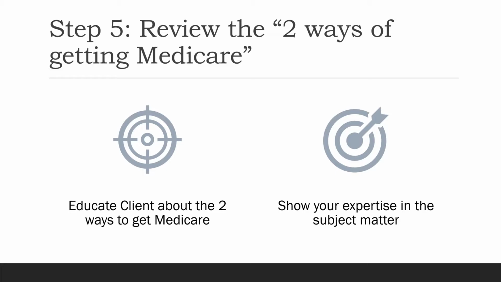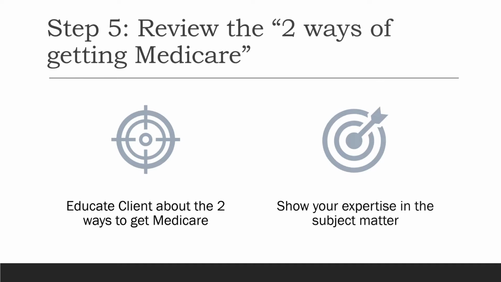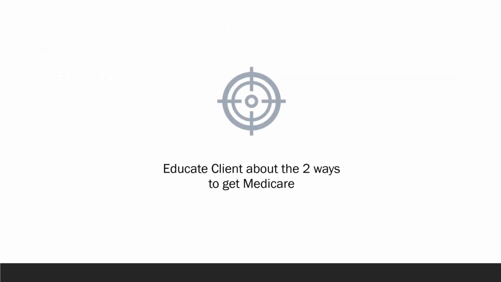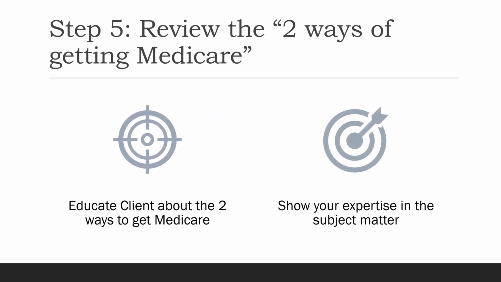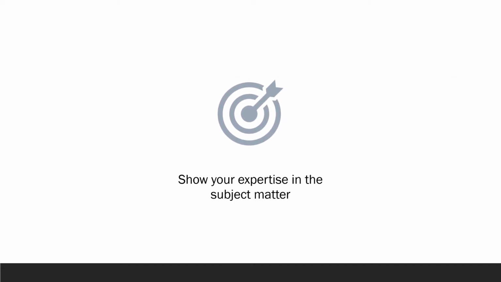Next, this is an optional step, step 5. You can review the 2 ways of getting Medicare. And this is for clients to make the decision of joining a Medicare Advantage plan or staying on the original Medicare program. And the goal here is, of course, to educate your client, just in case they have forgotten, or if they're new to Medicare, this is definitely something you're going to have to talk to them about. But what this also does is it shows your expertise in the subject matter. So it allows you another, I guess you could call it, a proof point to show that you know what you're talking about. You are a subject matter expert.